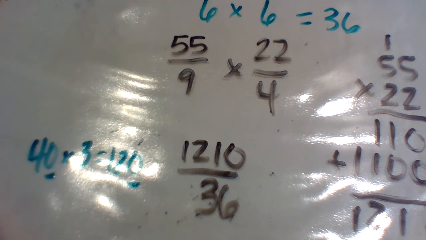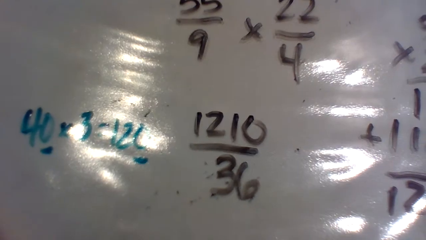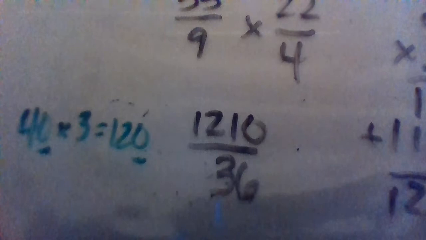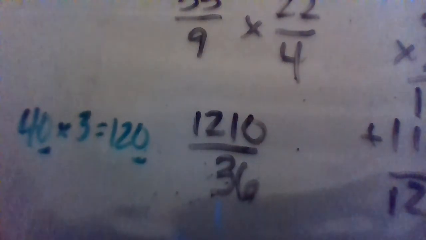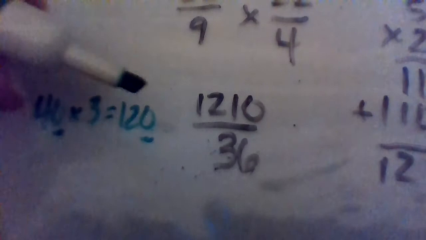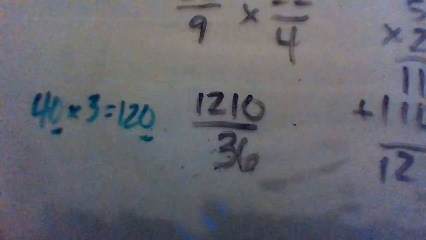I put it there. Oh, let me turn off the light. Okay, sorry. Sometimes it's good and sometimes it's bad because of the shadow, right? Okay, so 4 times 3 would give me 12, but 40 times 3 gives me 120, right? Because I have it there.